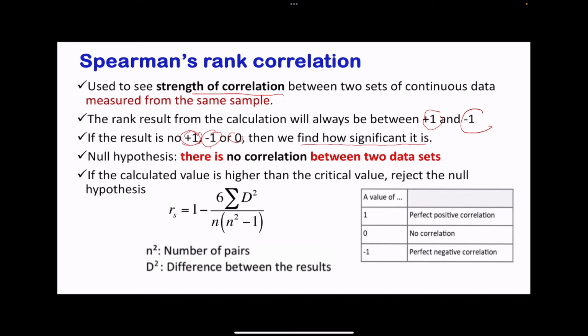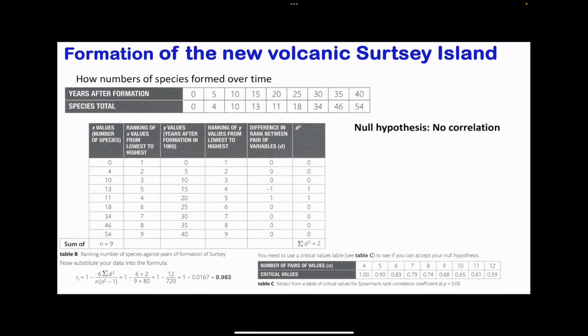Here, the null hypothesis should be there is no correlation between the two data sets. And we use this formula to calculate Spearman's rank correlation, whereby n is going to be the number of pairs, and d is going to be the difference between the ranks. Like we said already, the value is going to be between +1 and -1. If we get a +1, it's going to be a perfect positive correlation. And if we get a -1, it's going to be a perfect negative correlation. If it's 0, there is no correlation. So of course, the results are going to be within this range. If it's closer to 1, then there is greater positive correlation and so on. Let's look at an example from the textbook. This is the formation of a new volcanic South island.